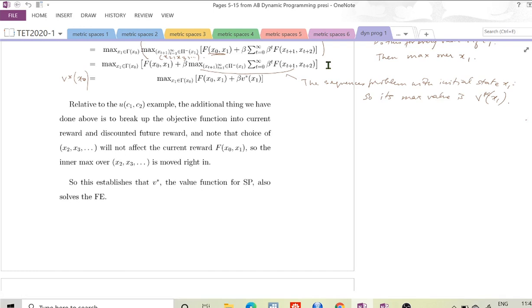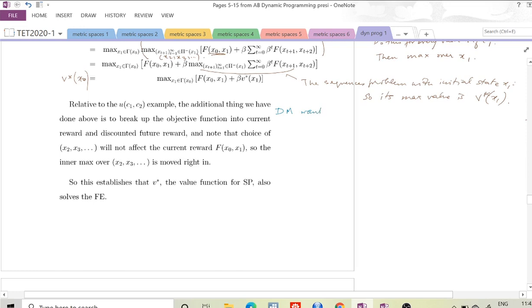what is the maximum discounted present value to the decision maker of a maximization problem that looks exactly like this, but the decision maker has arrived at some period capital T and inherited a state X subscript capital T, right? So let's put that down.